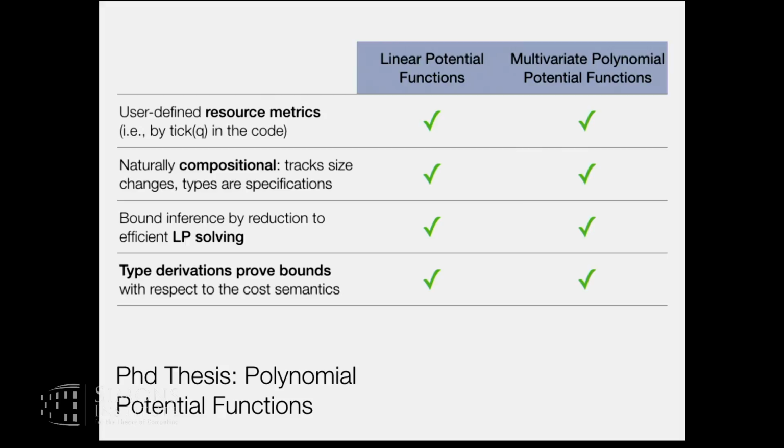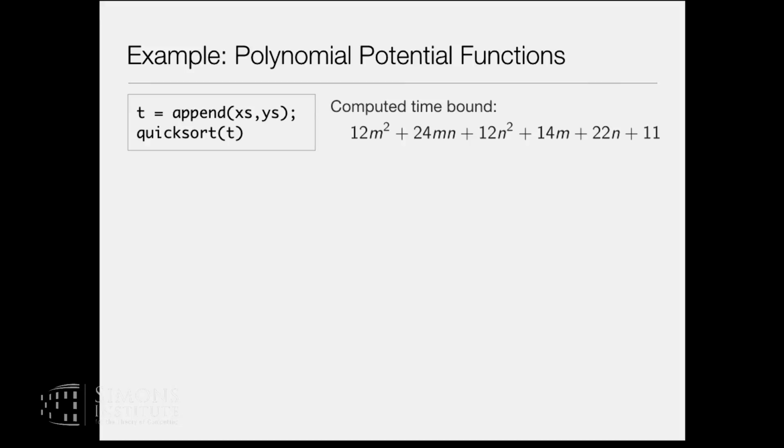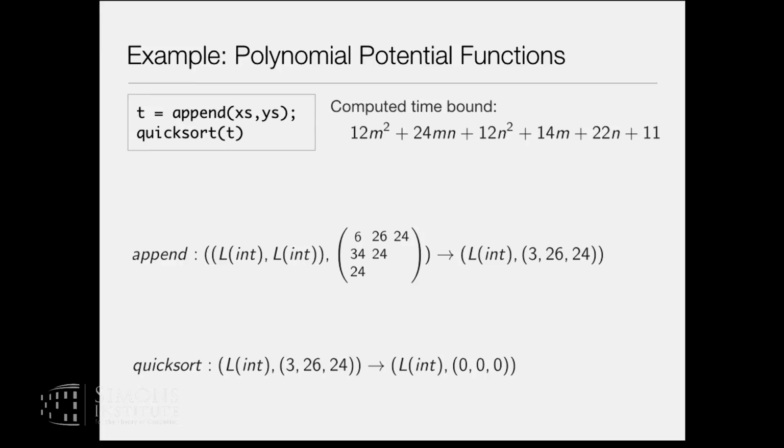Next I will talk about how we can do the same thing for polynomial behavior. This is something that's relatively new, and we can even do things like m times n squared, these multivariate things, and much more than that, really. To say it works for polynomial is a bit of an understatement. So, just start with an example.